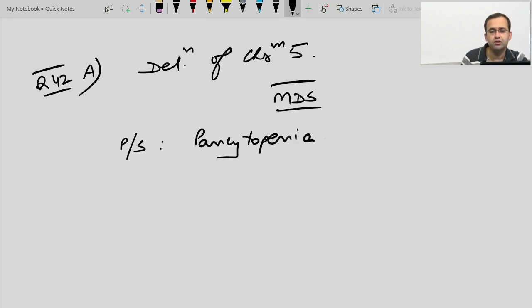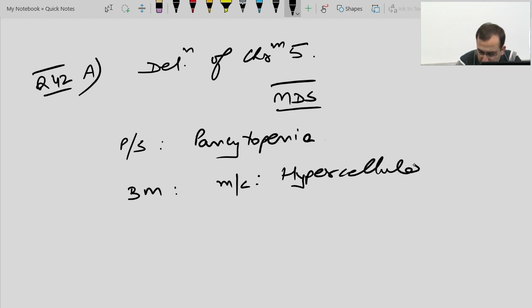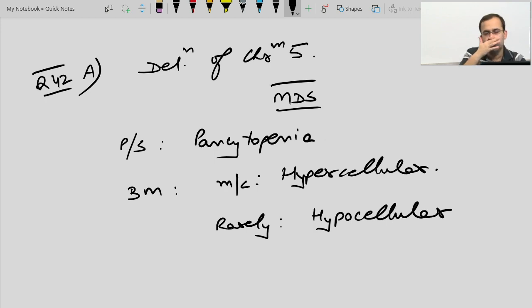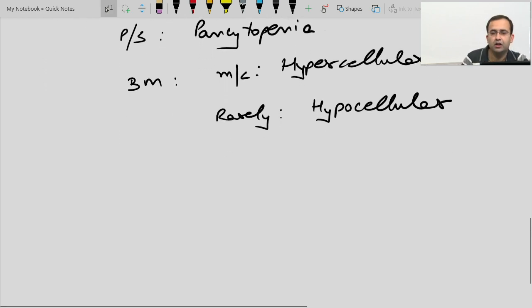Let us see the salient features of MDS, myelodysplastic syndrome. It is associated with pancytopenia. Most commonly it has a hypercellular bone marrow, but rarely it can be hypocellular also. First point. Next point, MDS, coming to its cytogenetic features.